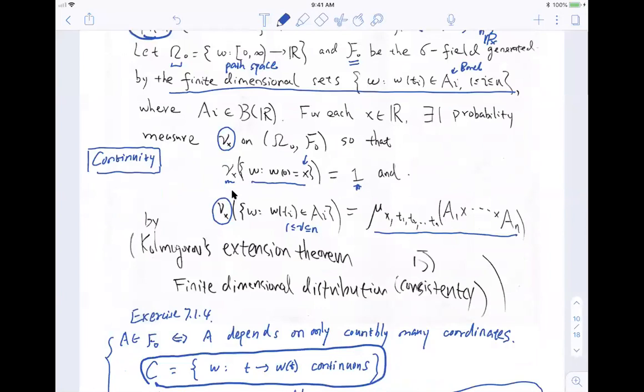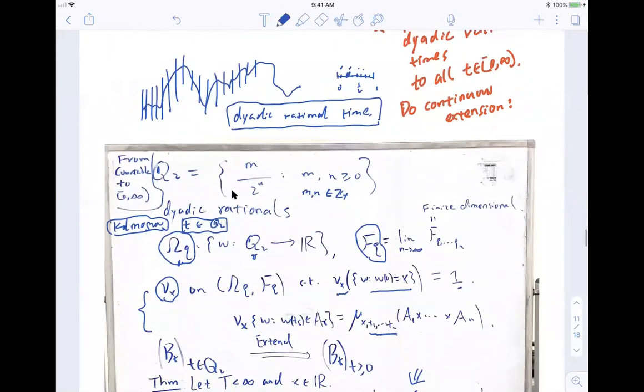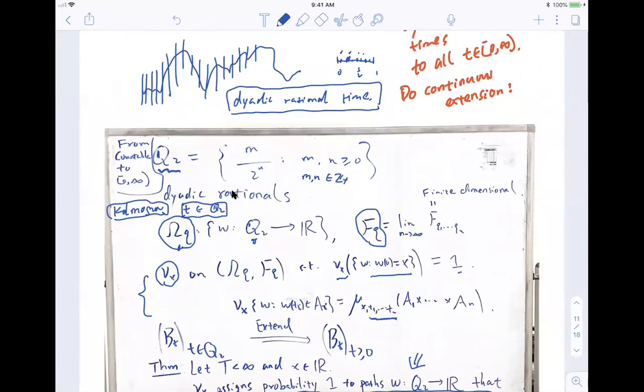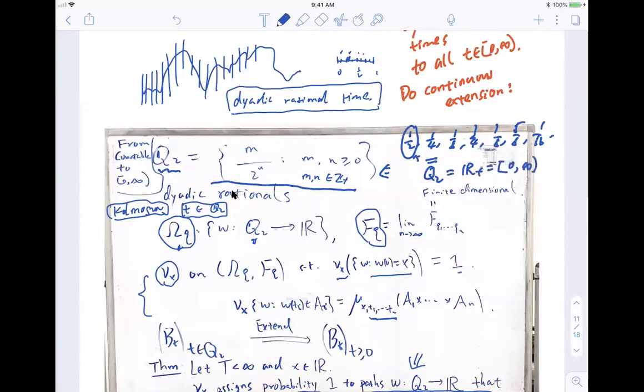So what we did is start from something else. We start from Q2, which is all the dyadic rationals, like 1/2, something like this. It's all the rationals with the denominator given by a power of two, the power of n. If you take the closure of these dyadic rationals, you get all the real numbers. So this is dense in the real numbers.